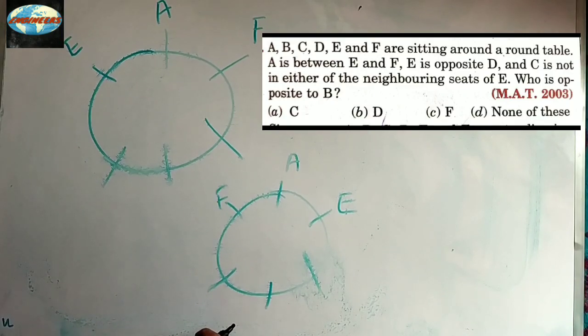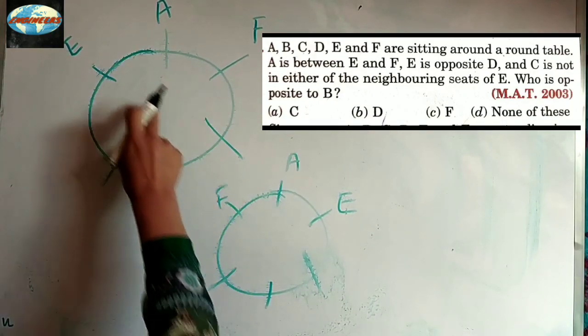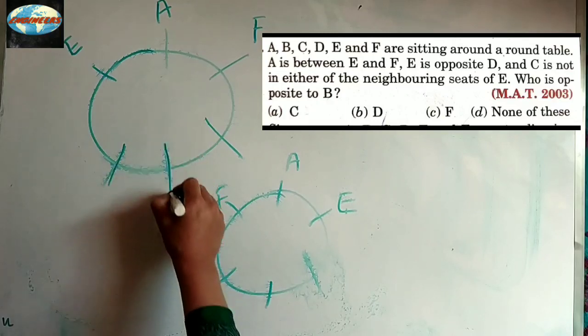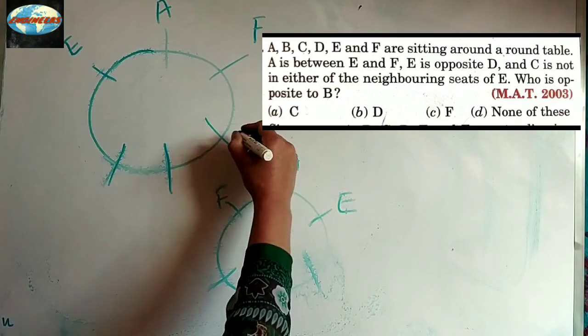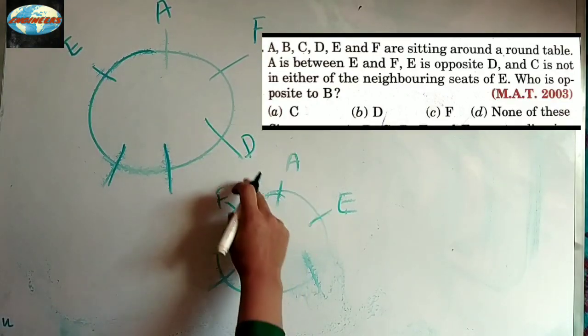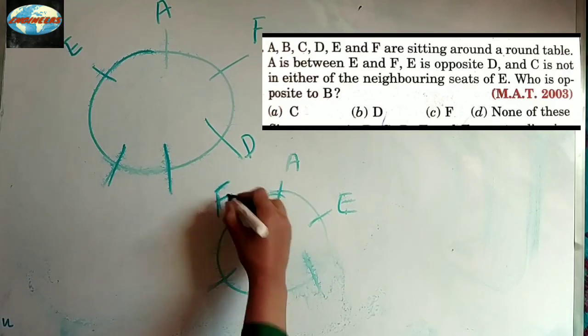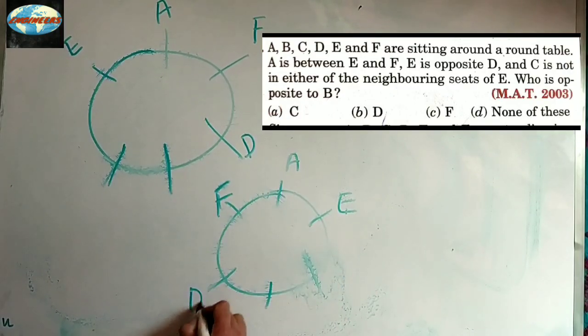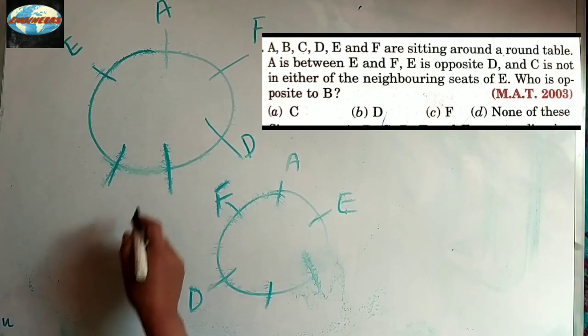E is opposite to D. So we have, this is opposite, okay? This is the opposite direction. D is opposite to E. So in this case, we'll place D over here, and in this case, we have to place D over here. And C is not in either of the neighboring seats of E.